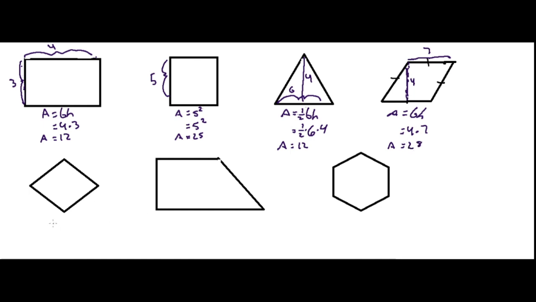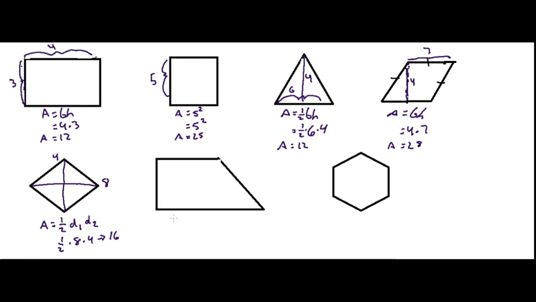Our next shape is a rhombus. And this one's a little different. Its area is equal to 1/2 times its first diagonal times its second diagonal. So let's say its first diagonal is equal to 8, and its second diagonal is equal to 4. So that means we have 1/2 times 8 times 4. So its area is equal to 16.